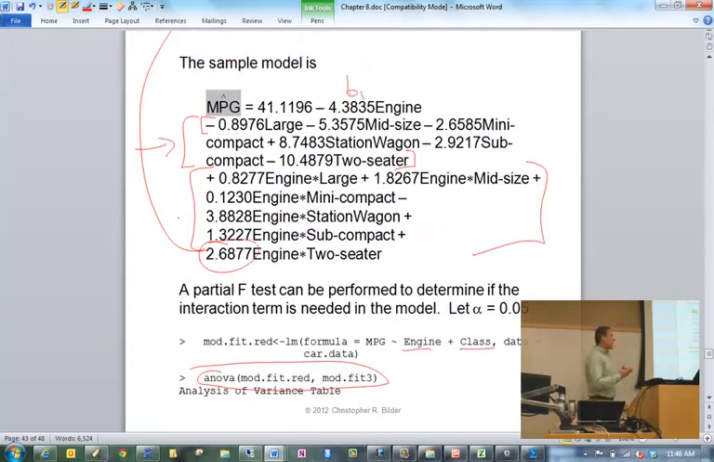If I want to see what the model would be for a compact class of car, that means all the indicator variables in there are equal to 0. And what am I left with? Just simply this. The regression model, when I have a compact car, is simply MPG hat equal to 41.1 minus 4.4 times engine. That's it.